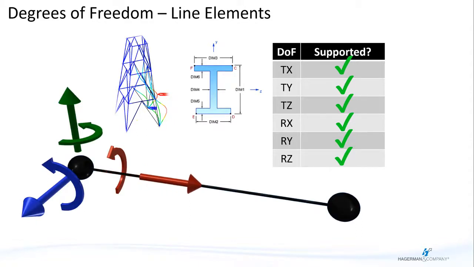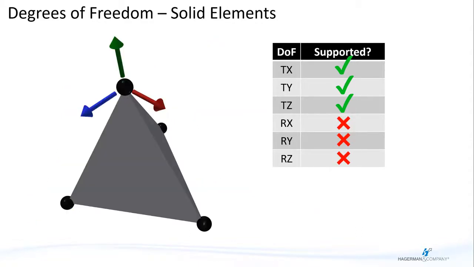one of them. Here's where things start to get a little confusing. The solid element, the most commonly used element out there, does not support all 6 degrees of freedom. Yeah, solid elements only support translation. There are no rotational degrees of freedom.